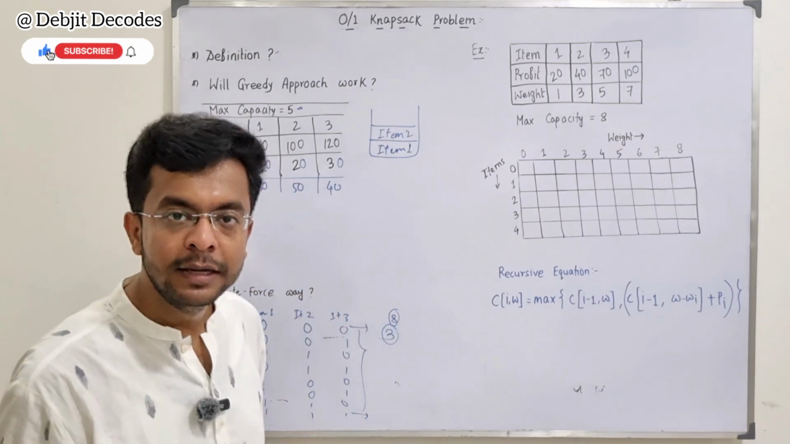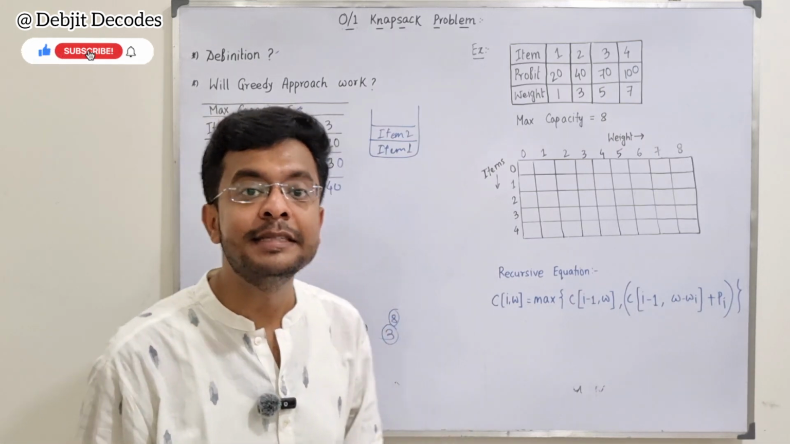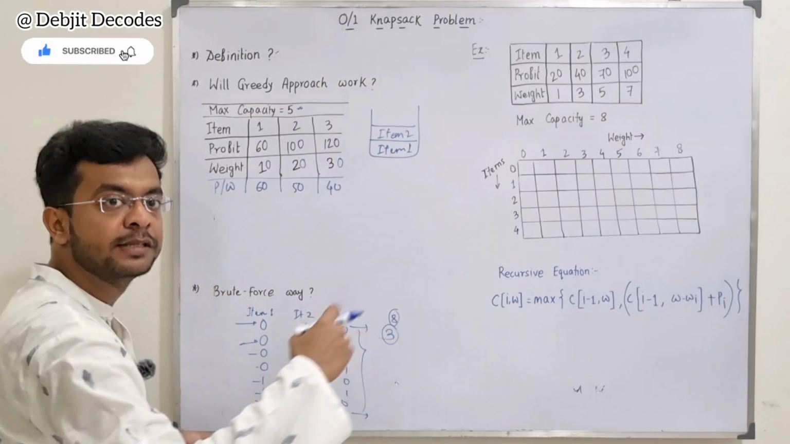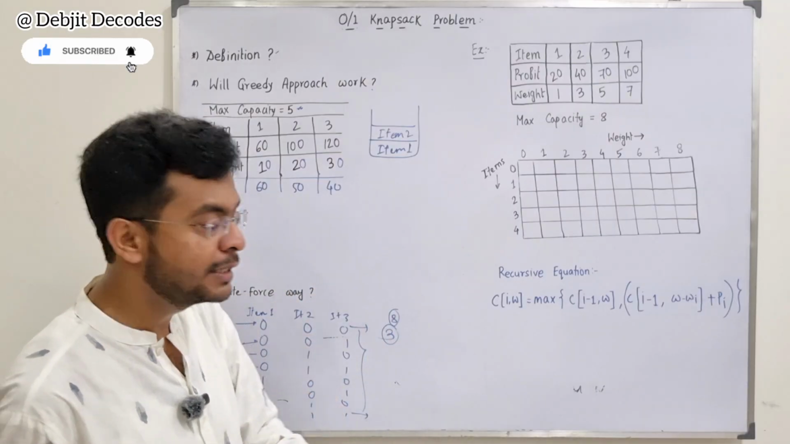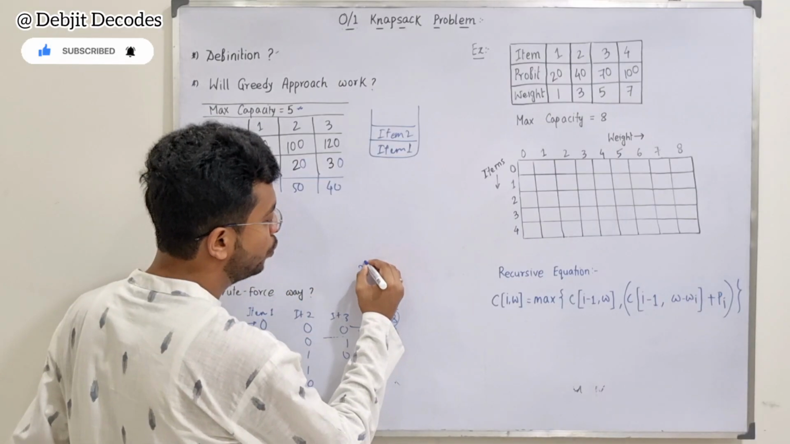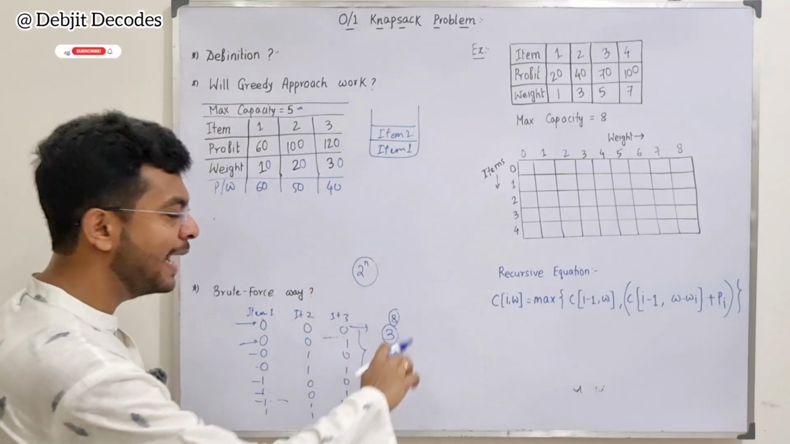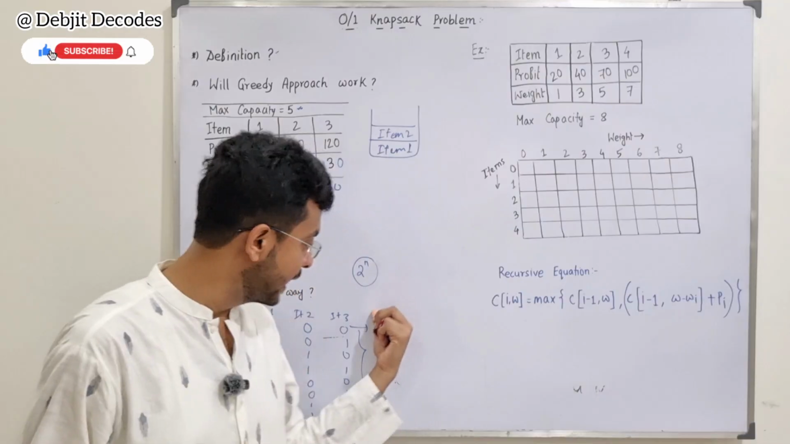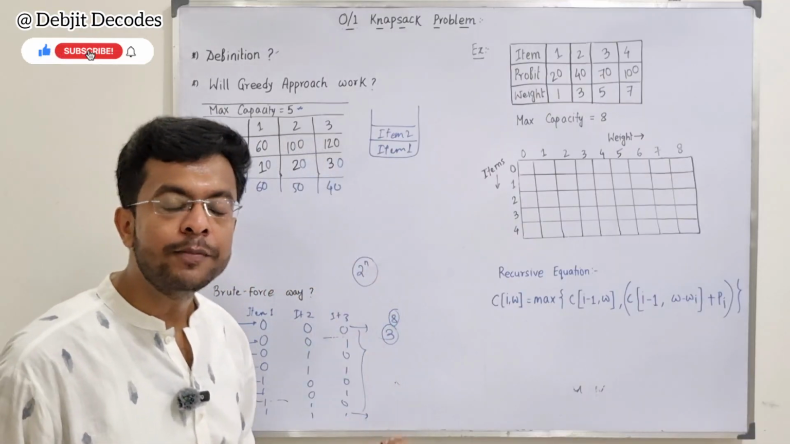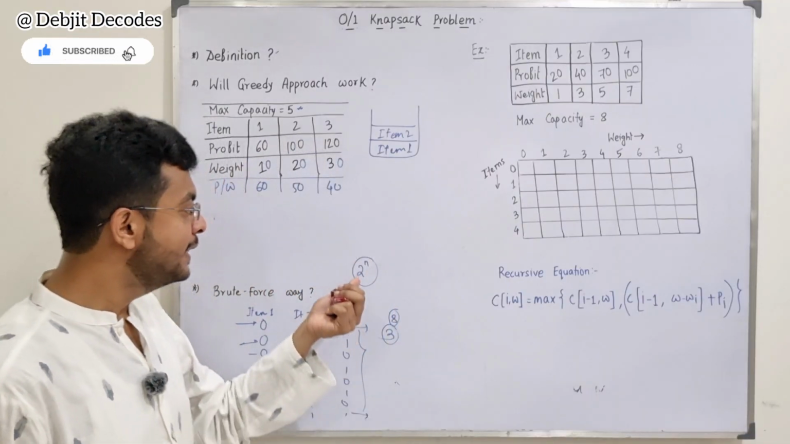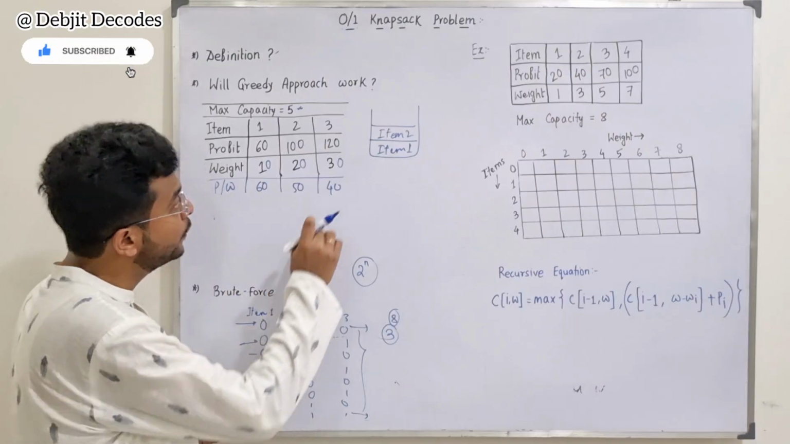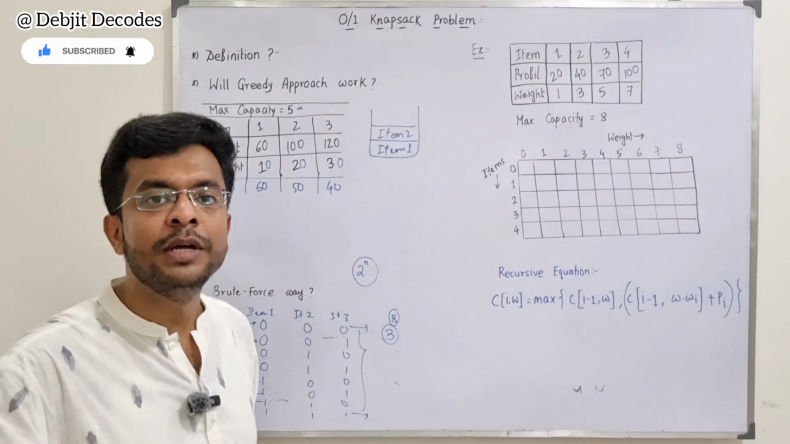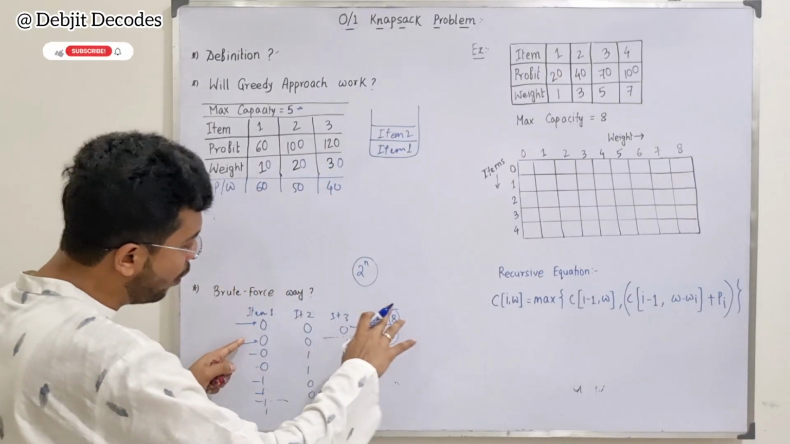Is there any pattern? If it was 4 items, how many possible combinations? 0000, then 0001, and so on. So you can find a pattern. What is the pattern? It is nothing but 2 to the power n. If there are n items, there are 2 to the power n possible combinations. So if we use the brute force manner, it will surely give you the correct answer. Why? Because it is exploring all the possible things.